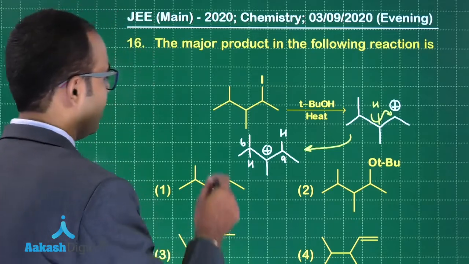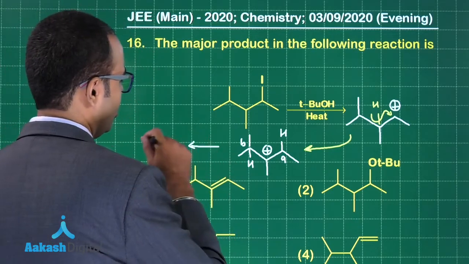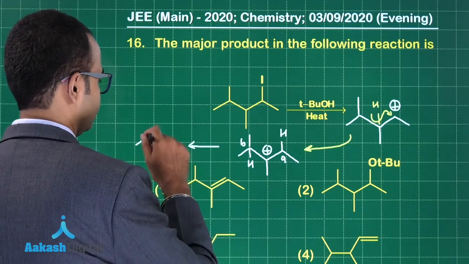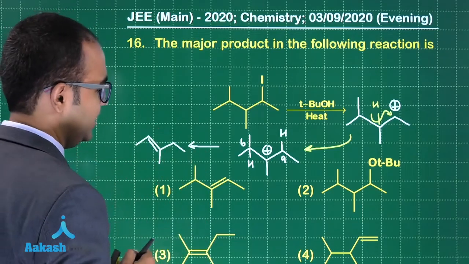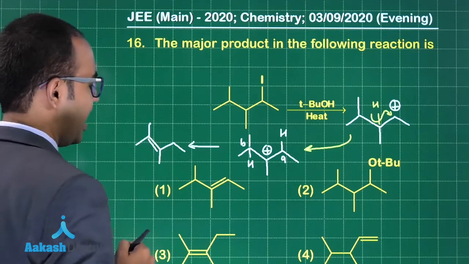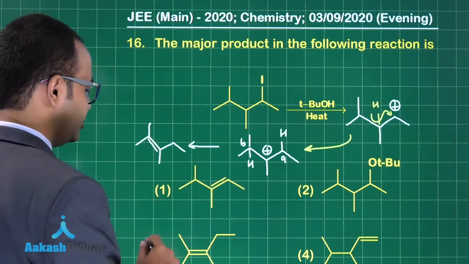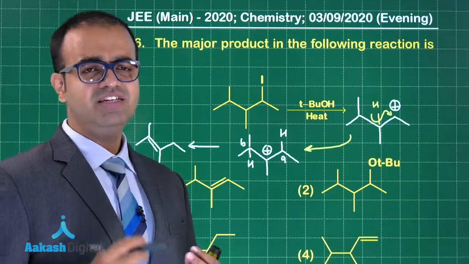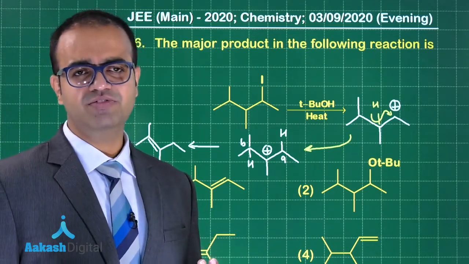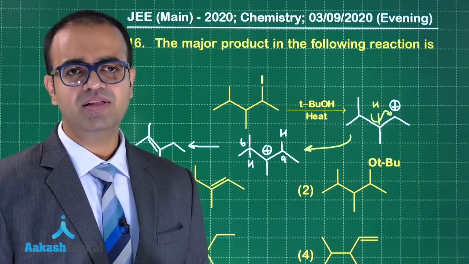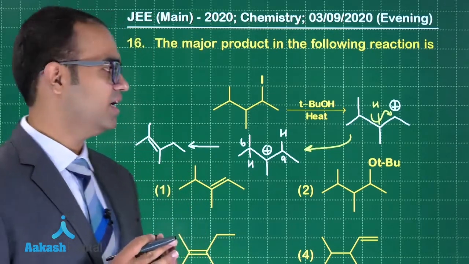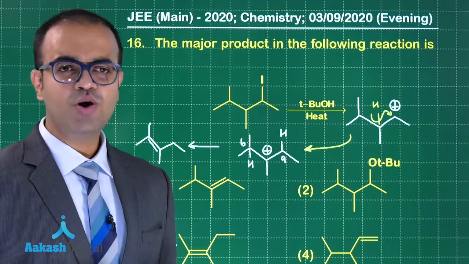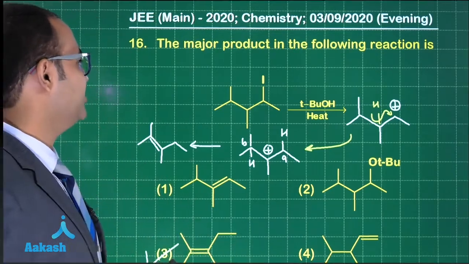Therefore, your product would be, right? Okay. So the answer is option 3, guys. Well, a very simple question, just that you should be aware of 1,2 hydride shifts. If you are able to make that happen, then you can solve this question, guys. I hope this question is clear. Let us go on to the next question, that is question number 17.